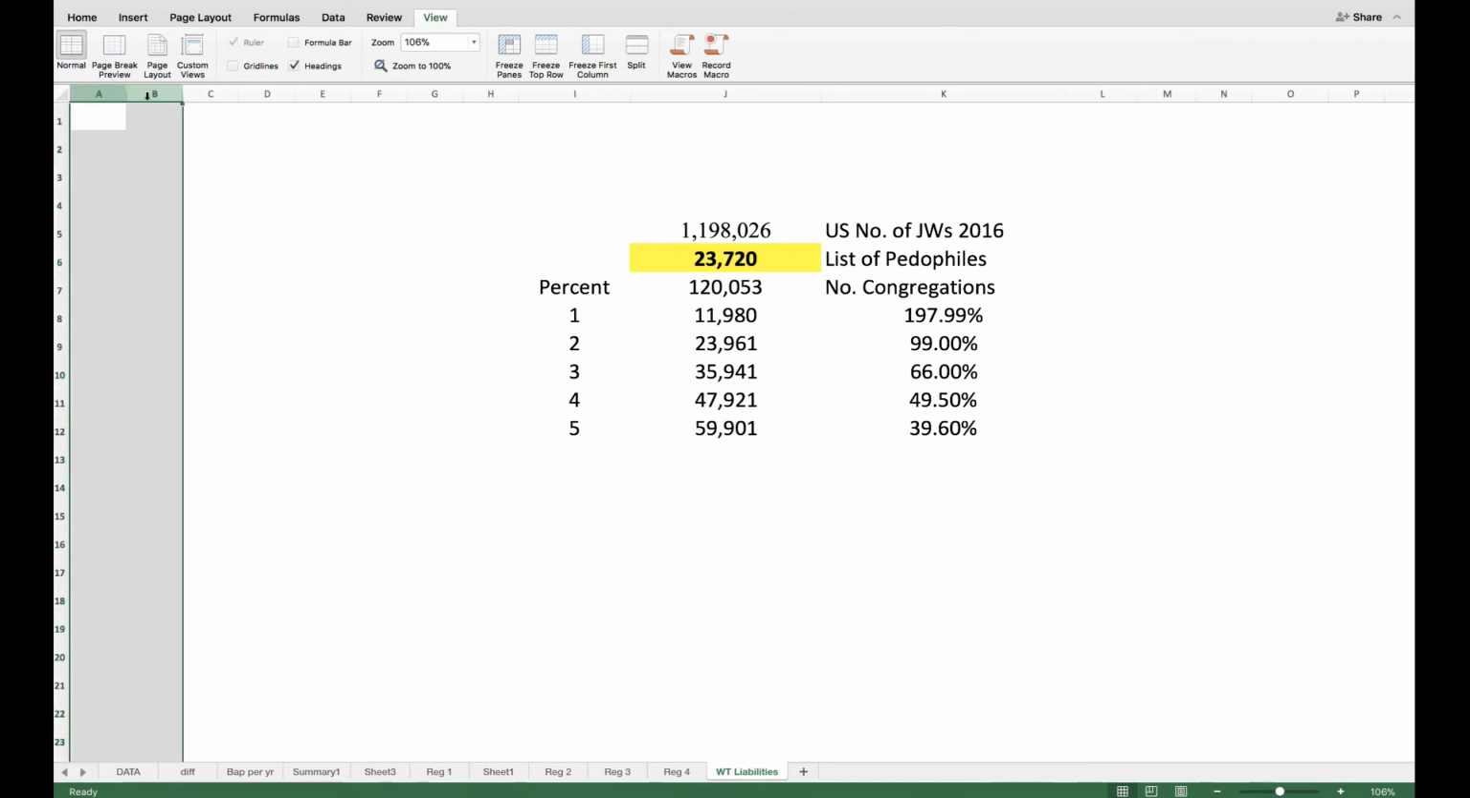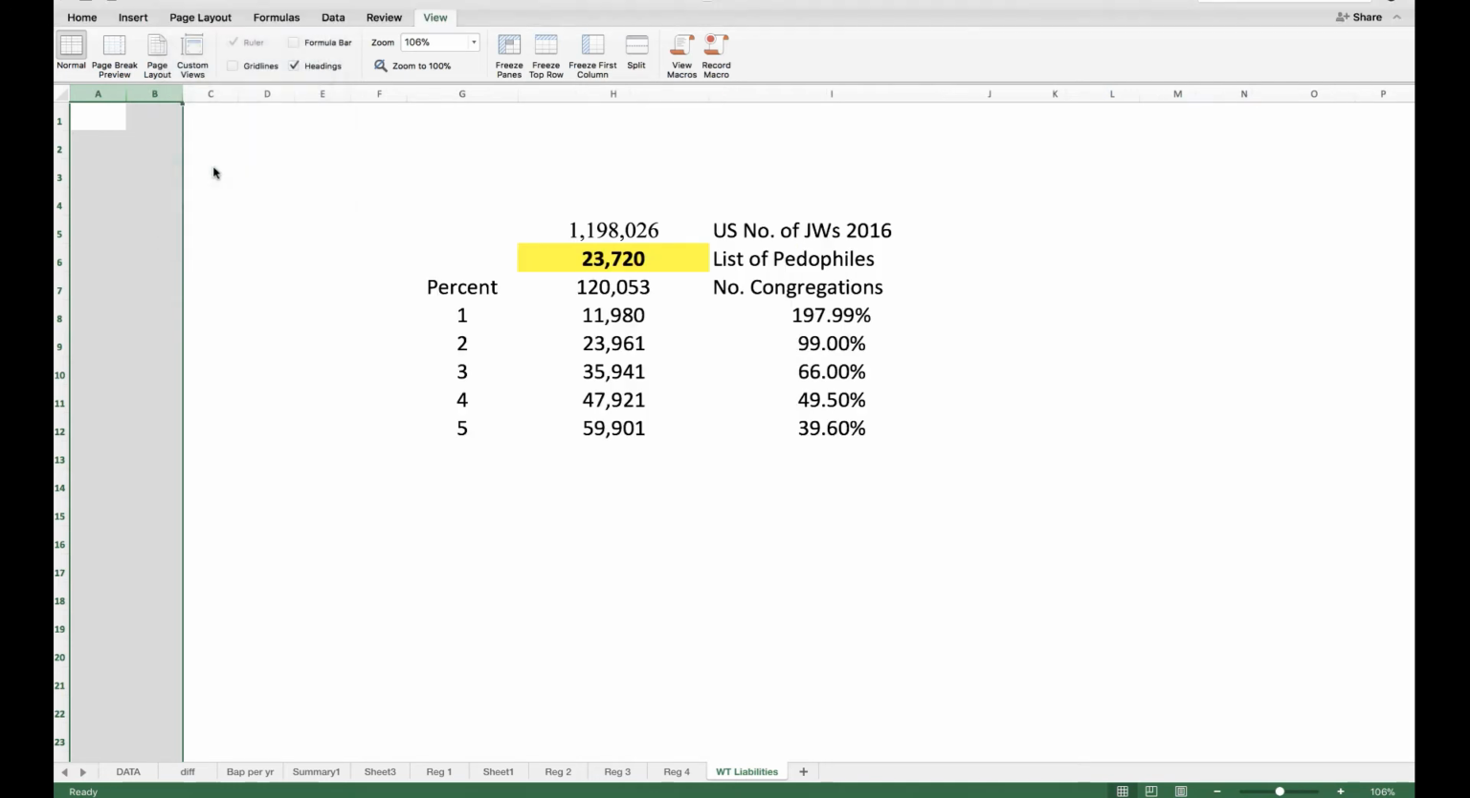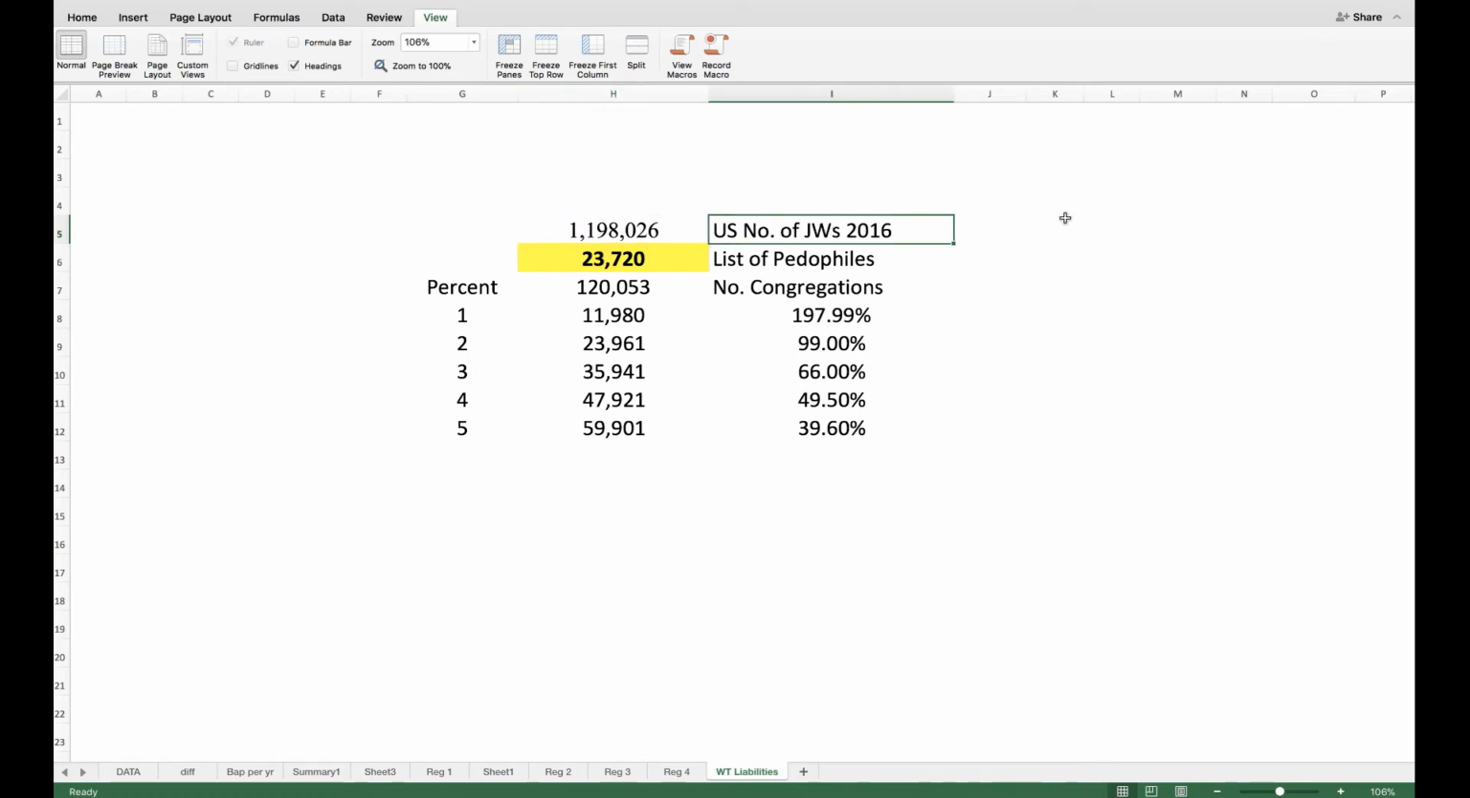here's some information. I'm just going to move this over a little bit so that you can see it. Now, hopefully you can see this fairly well. I have made it a larger font. Now, this is the latest number of Jehovah's Witnesses in the United States in 2016.